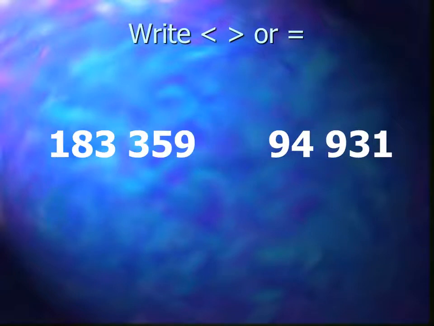Let's try another example. Please write greater than, less than, or equals to between these two numbers. Did you use greater than? Very good, because 183,359 is greater than 94,931.